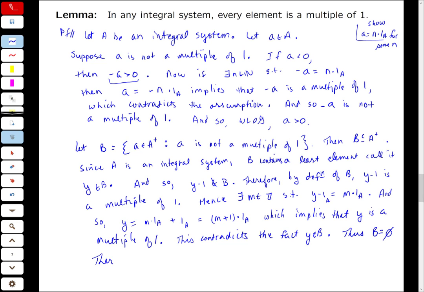Therefore, every element in A is a multiple of 1. This is an argument you're going to need on your homework.